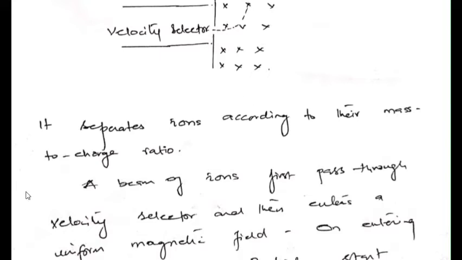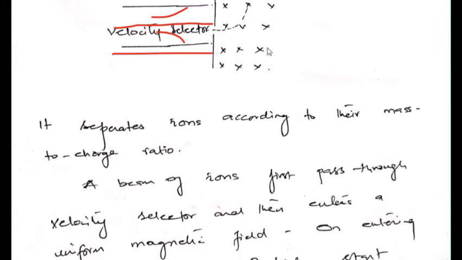A beam of ions first goes through a velocity selector, which is connected with the mass spectrometer, because the velocity selector will only allow the required particles to move in a straight line. We set the magnetic and the electric field in such a way that only the selected particles are allowed to pass through. All others will be deflected towards the plates, and there is an opening into which the required particles will move.